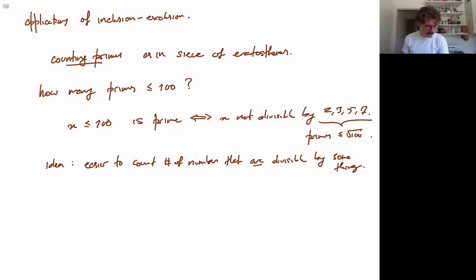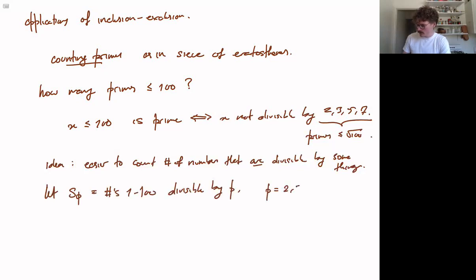So let S sub p equal the numbers 1 to 100 that are divisible by p. So we're doing this for p is 2, 3, 5, and 7.